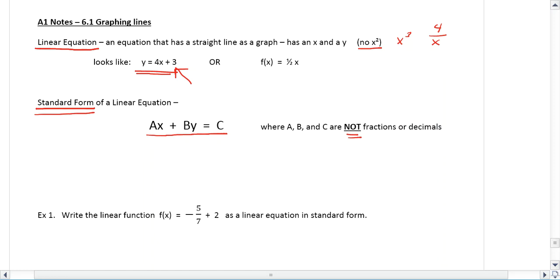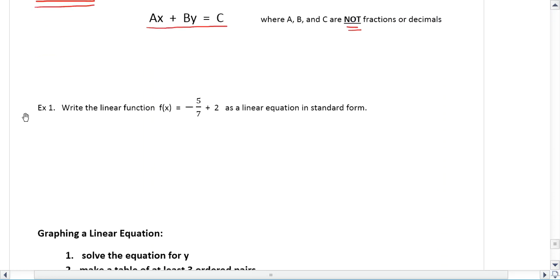So let's look at our first example. Example 1 says, write the linear function f of x equals negative 5/7. I can see I forgot the x there, so let's put that in. x plus 2 as a linear equation in standard form. So we're given this equation in the y equals form and asked to move it into standard form. So the first thing I'm going to do is replace this f of x with the letter y, and then I'm going to rewrite it.